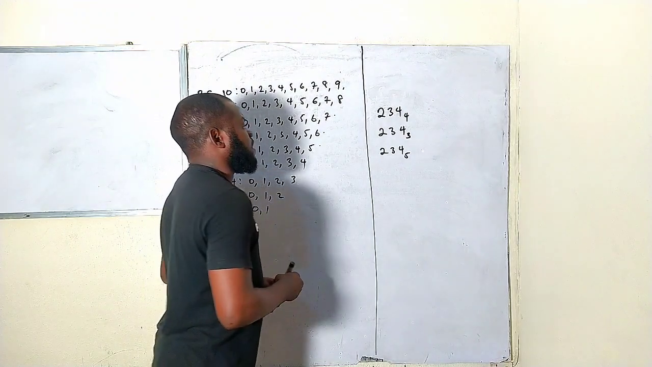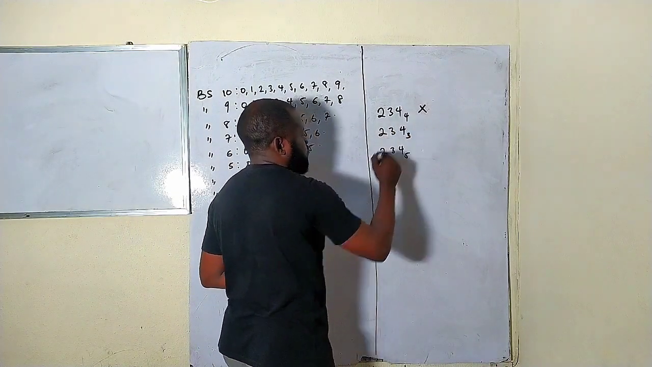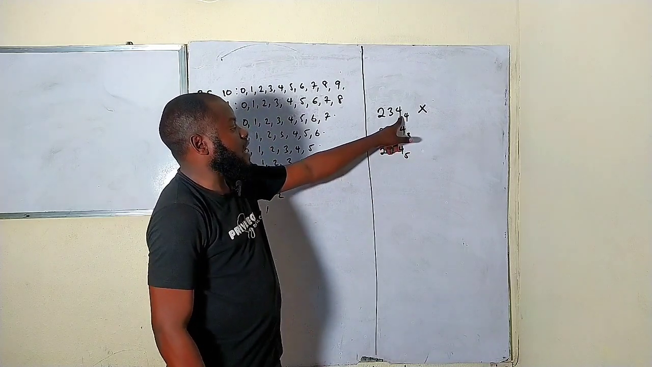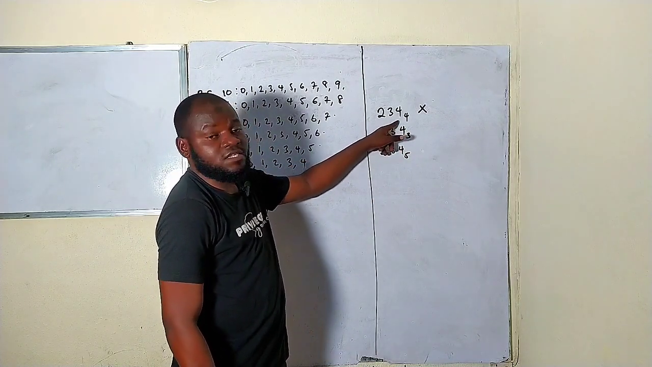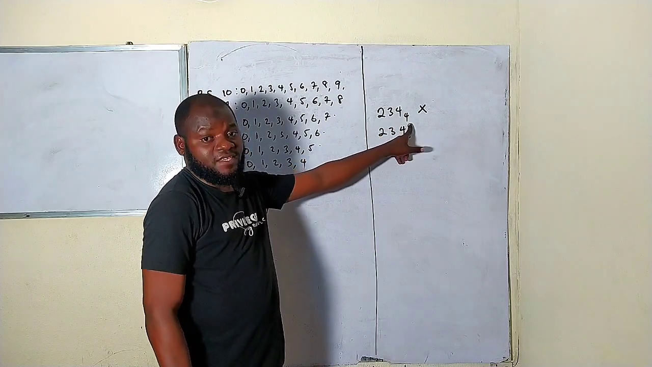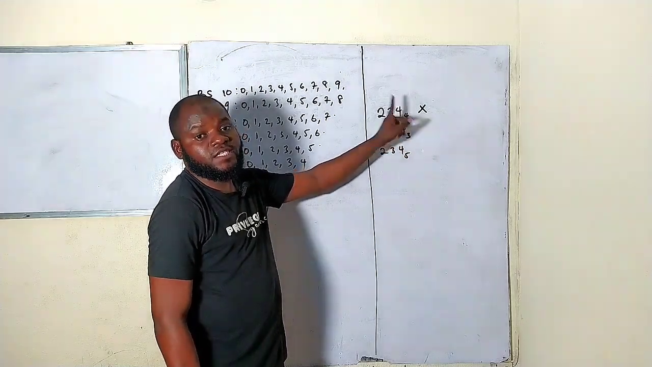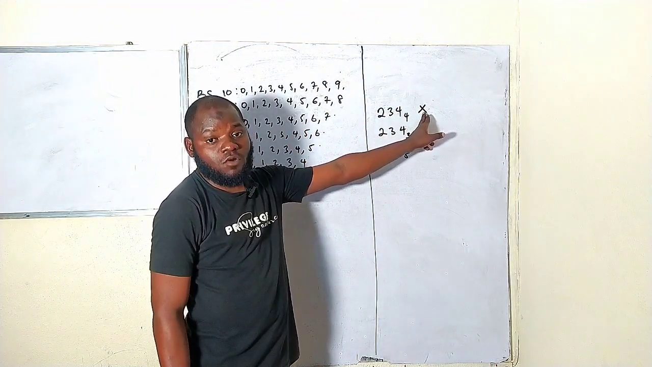Alright, thank you for answering that question. You just see that this one is wrong. Why is it wrong? Because we have a number among these 3 digits that is equivalent to the base, and you must not have a number that's equivalent to its base. So that means this is wrong.